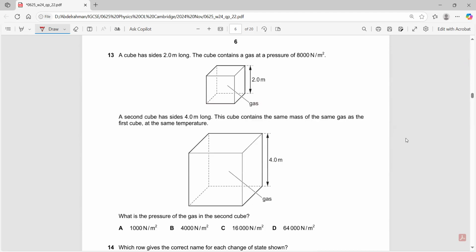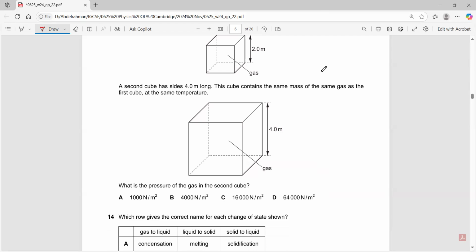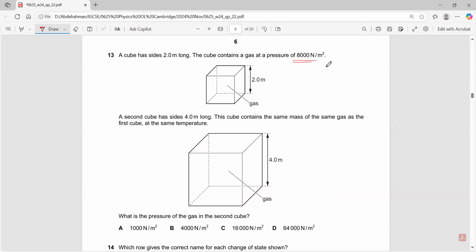A cube has sides of 2 meters long. It contains gas at a pressure of 8,000 newtons per meter squared. A second cube has sides of 4 meters. What is the pressure of the gas inside the second cube? Okay, what should I do? I'll say P1 V1 equals P2 V2. I can solve it this way. And we know as the volume increases, the pressure will decrease.